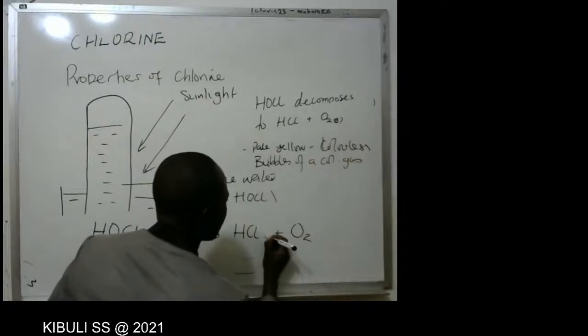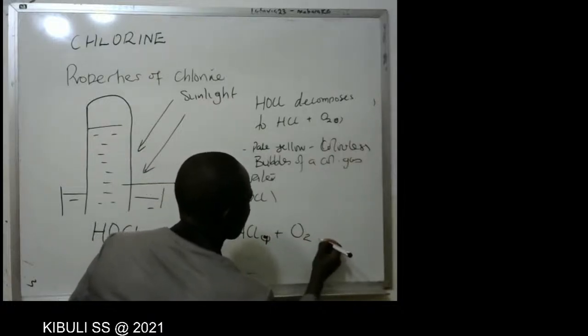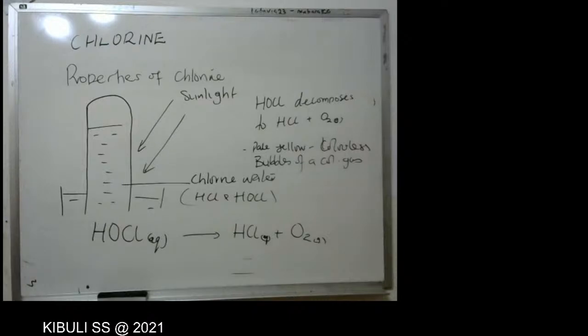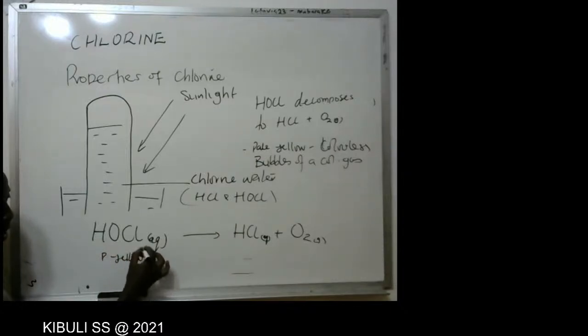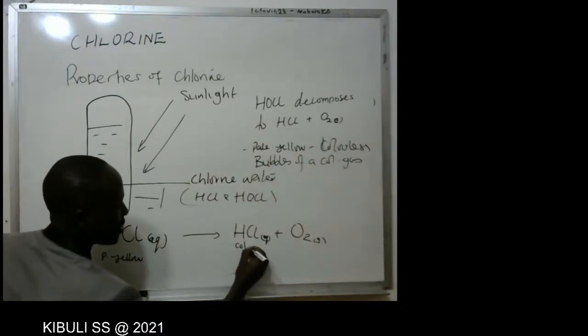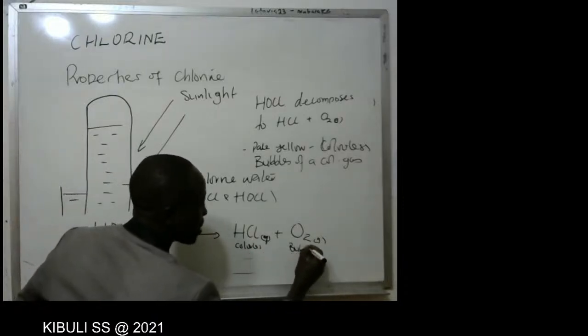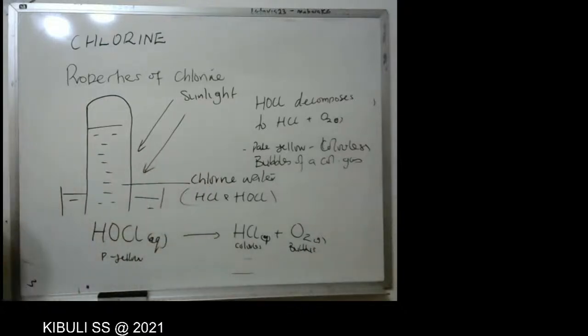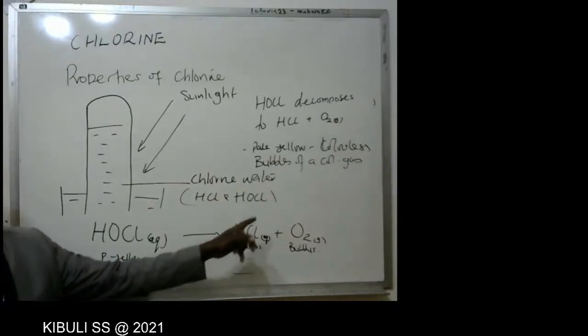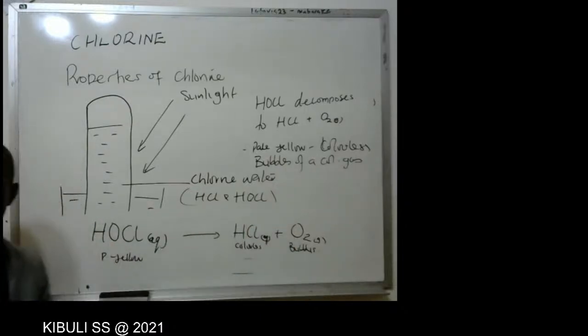Hydrochloric acid is aqueous. Oxygen is a gas. We agreed that this one is pale what? Yellow. Now this one is colorless. And this is seen as gas bubbles. Gas bubbles give us what we call in chemistry an observation. So if I ask a question about this, I expect 3 marking points: pale yellow, colorless, bubbles of a colorless what? Bubbles of a colorless gas.